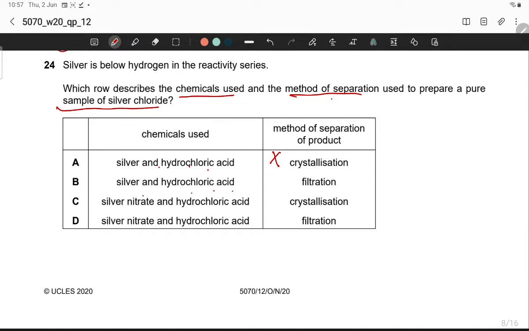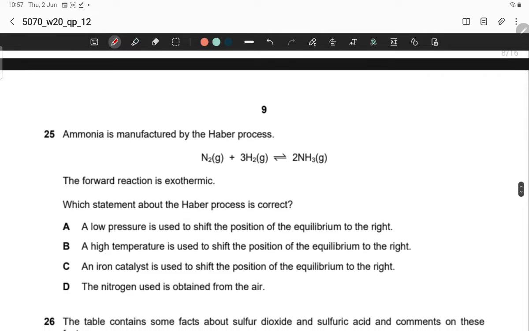Silver and hydrochloric acid, not correct. Filtration is not. Silver nitrate and hydrochloric acid, not. Crystallization is not used, this is correct. Silver nitrate and hydrochloric acid with filtration is correct, so D option is correct.